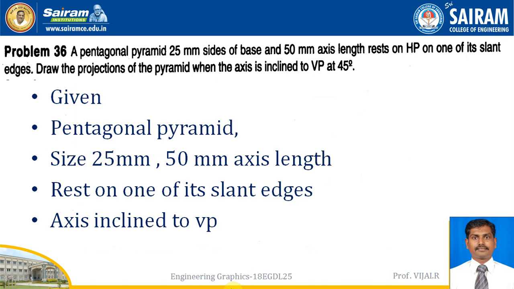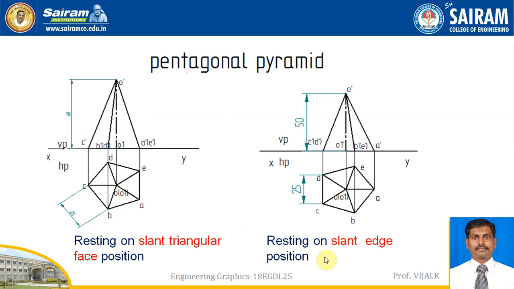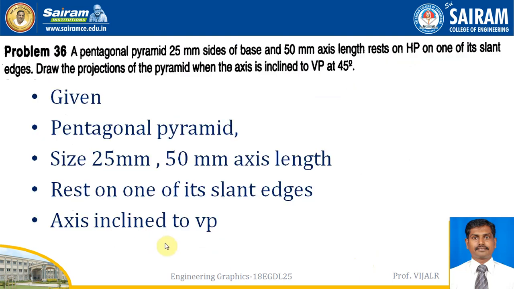Here we will see a problem for getting the idea. A pentagonal pyramid, 25 mm side of base, and axis rest on HP on one of its slant edges. Slant edges means how it will come, you know the slant edges position. This is the slant edge, so I am going to draw like this, and I will get the front view. This AO is a slant edge, I am going to tilt. Is it understandable? Right. Next, resting on one of its slant edges, and the axis is inclined to VP at 45 degree, so the axis is inclined to VP.